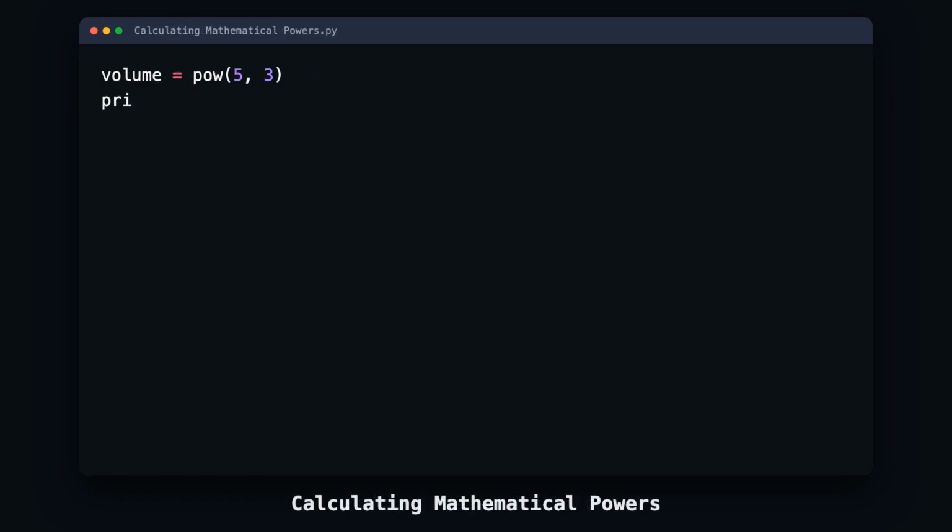Sometimes you need to calculate powers, like squaring or cubing a specific number. Python has a built-in function called pow to handle this easily. We call pow with 2 arguments, calculating 5 to the power of 3, and print the result. A common mistake is trying to use the caret symbol for exponents, which actually performs a different bitwise operation. Using the pow function makes your mathematical intentions perfectly clear to anyone reading the code.